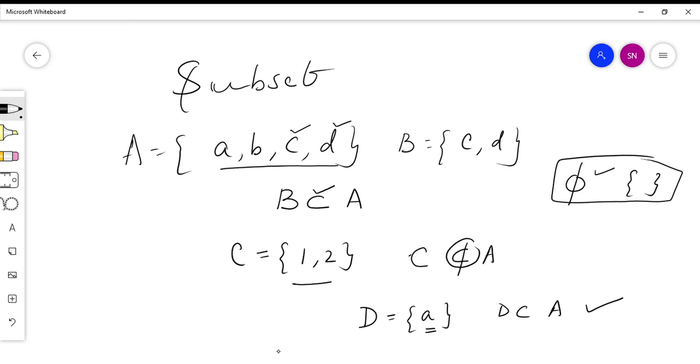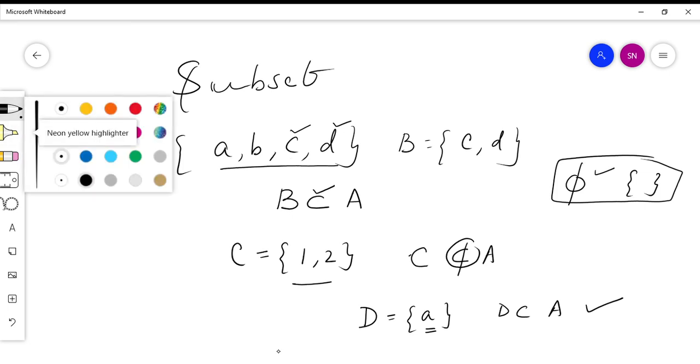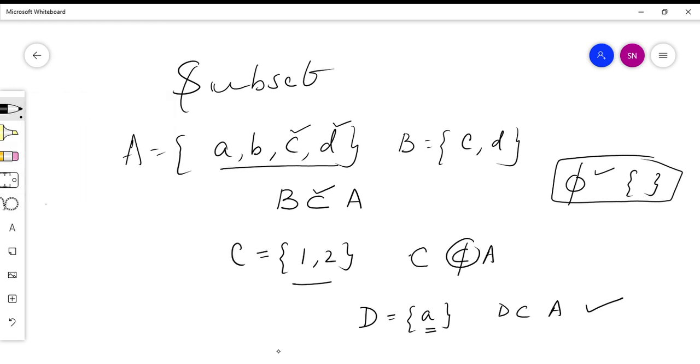After this, we have one more very important concept to be taught, that is power set and superset. What do you mean by a power set, and what do you mean by a superset? For example, let me consider B is a subset of A. Here, what is the cardinality of A? Cardinality of A is equal to 4 elements. Cardinality of B is equal to 2 elements.